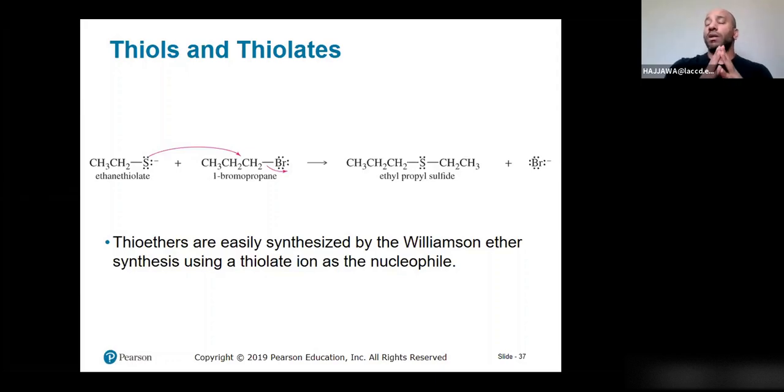RSH has a more acidic hydrogen compared to an ROH. So the pKa, we're talking about SH that has about 10. The pKa of an alcohol is about 16. So the more acidic the hydrogen, the easier it is actually to be abstracted. So therefore, generating a thiolate will be an easy task.